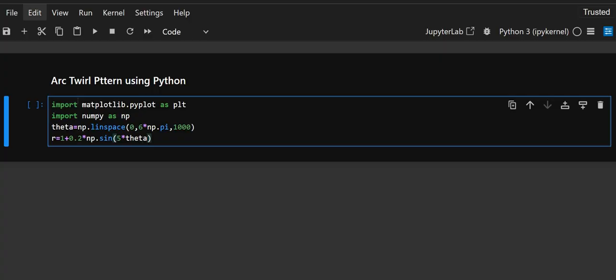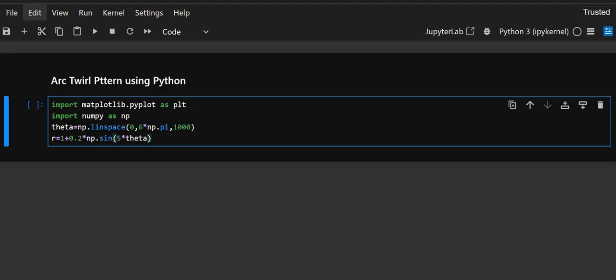So here theta creates a range of 1000 values between 0 and 6 times np.pi, approximately 18.85. This is the angle parameter used to generate the spiral, and r is the radius at each angle theta, which is calculated. The formula 1 plus 0.2 times np.sin(5 times theta) introduces oscillations to the radius as theta increases, which creates a twirling effect.